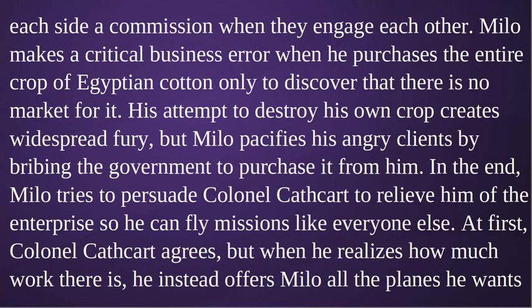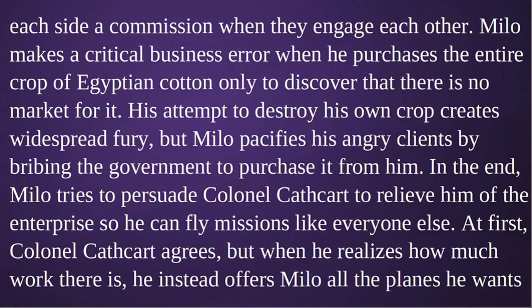Milo makes a critical business error when he purchases the entire crop of Egyptian cotton only to discover that there is no market for it. He attempts to destroy his own crop, creates widespread fury. But Milo pacifies his angry clients by bringing the government to purchase it from him.